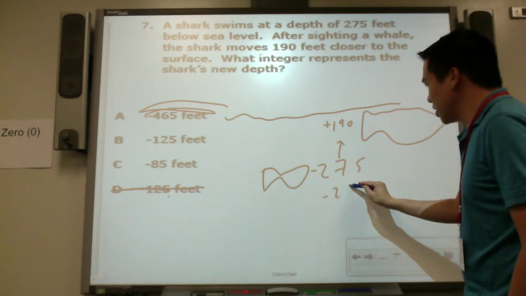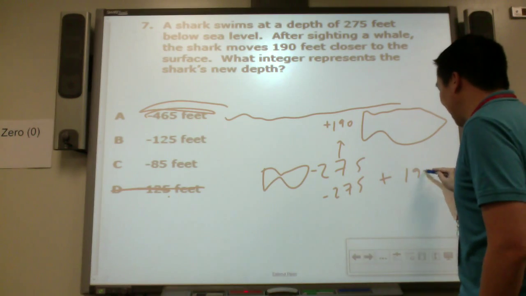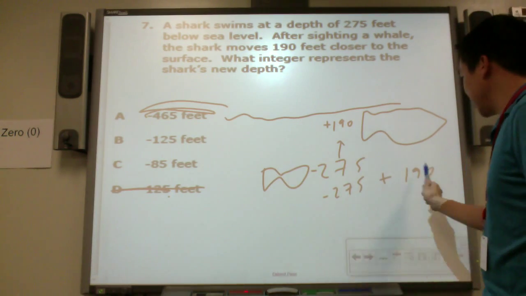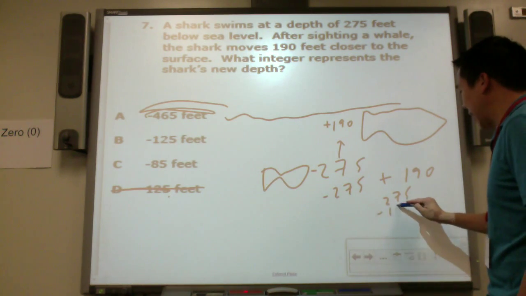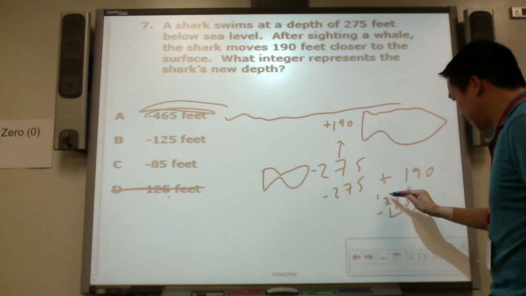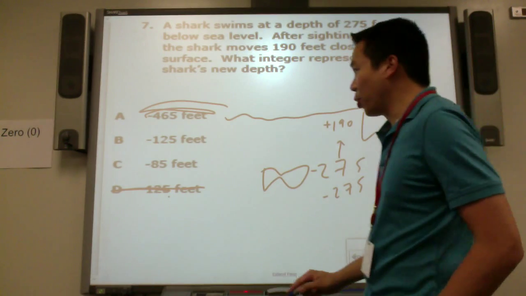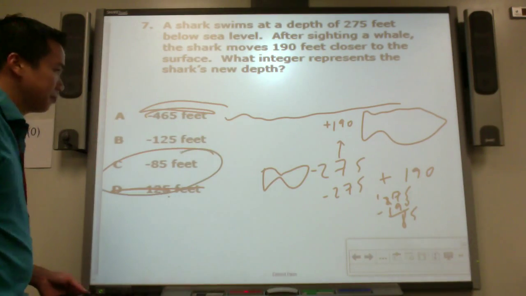So we have negative 275 plus 190. Are there more positives or negatives? More negatives. By how many more? How many more negatives are there? 85 more negatives. C is the answer.